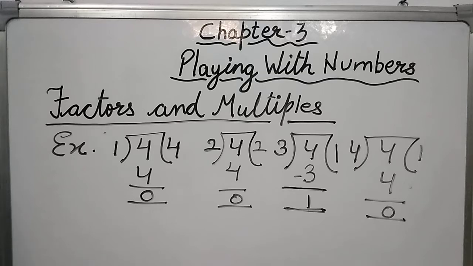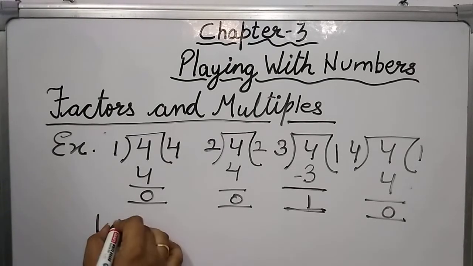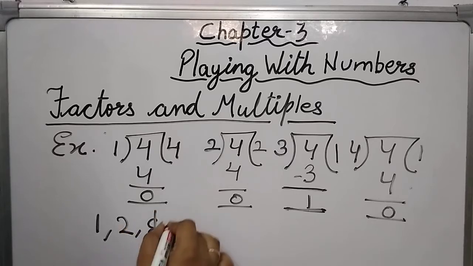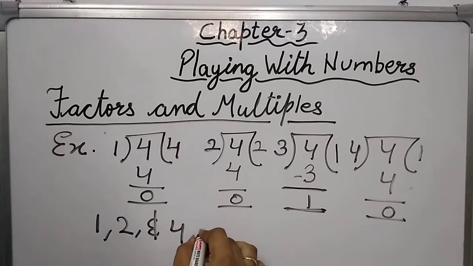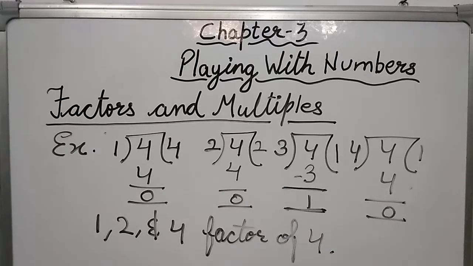Whenever any number gets exactly divided, the remainder is always 0. So numbers 1, 2 and 4 became factors of 4 because these are the numbers which exactly divide 4 with remainder 0.